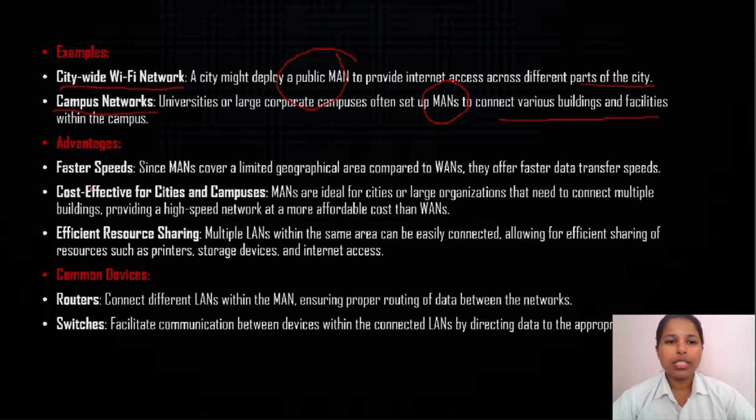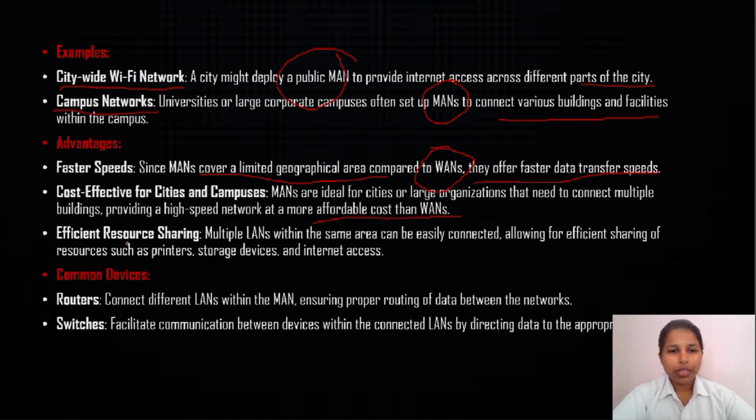The advantage of this is the faster speed. When we compare with the LAN it is less, but when we compare to the WAN, although it covers a limited geographic area, it offers a fast data network speed. And also it is cost effective for cities and campuses. A MAN is ideal for cities, the best option for cities and large organizations when we need to connect multiple buildings and provide a high speed network. So when we need to connect multiple buildings for a large organization, it is an affordable cost compared to a wide area network.